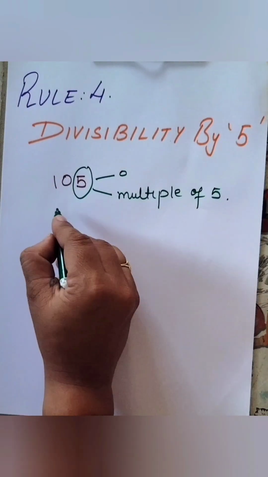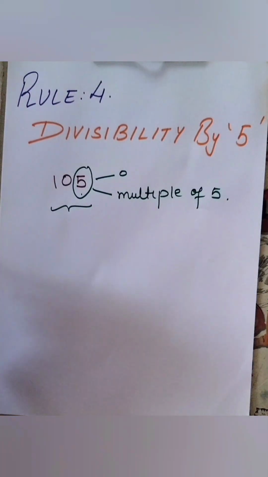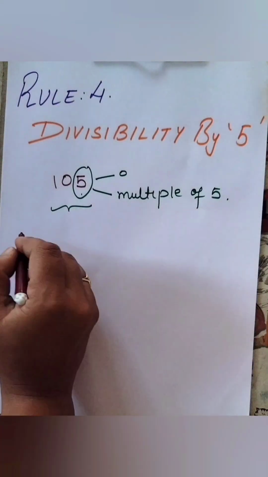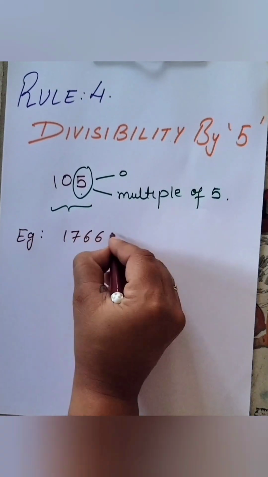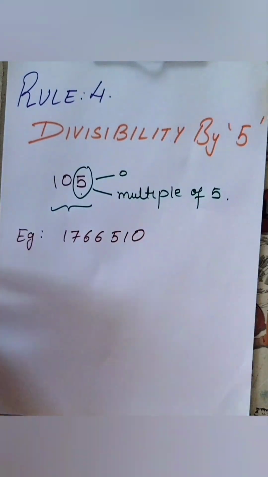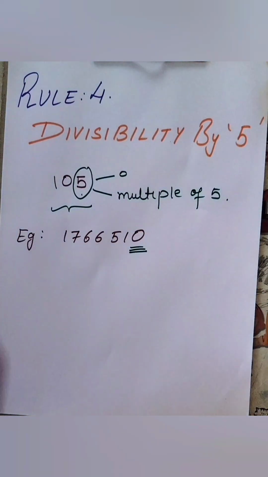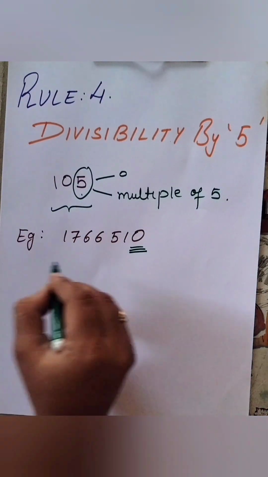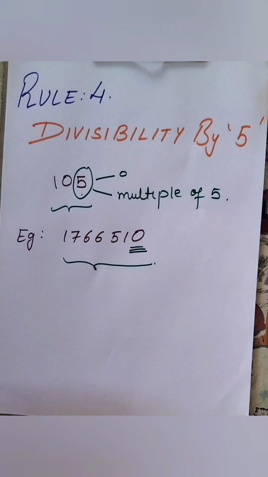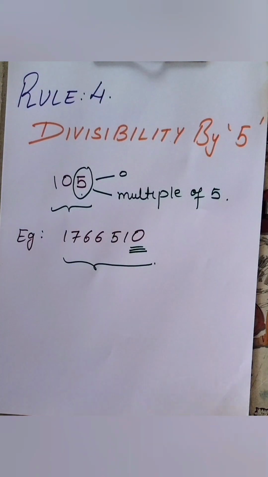In this case, 105 is divisible by 5. Let's see another example, 1766510. Basically, I just have to see the last digit. If it is 0 or a multiple of 5, then the whole number is divisible by 5. So in this case the whole number is divisible by 5 as it ends with 0.